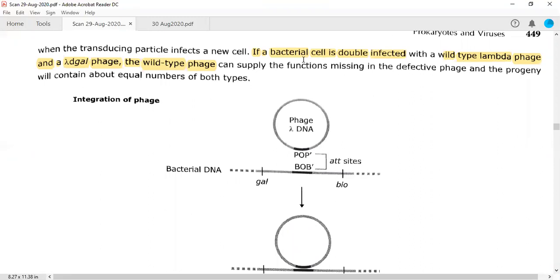So this is called as double infected cell. Shivani, do you have any queries? Can you please explain the dilysogen part again?